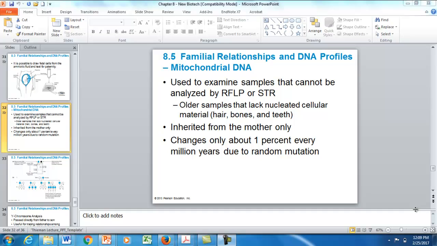This is a recording for the Biotechnology Lecture for Monday, February 27th. We are starting on slide 32 of Chapter 8, and we will extend on to Chapter 9. However, Chapter 9 will not be on Exam 2, which is next Friday.